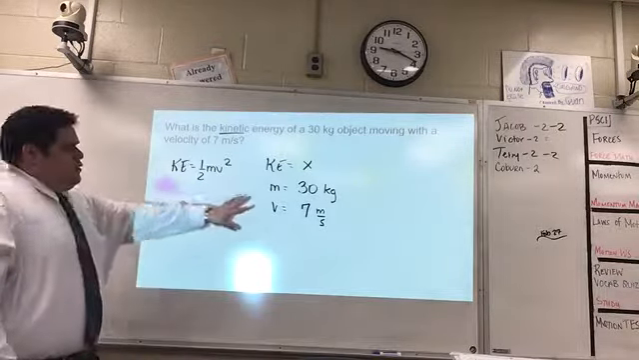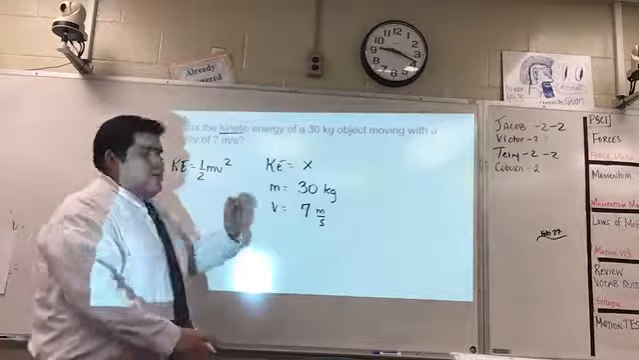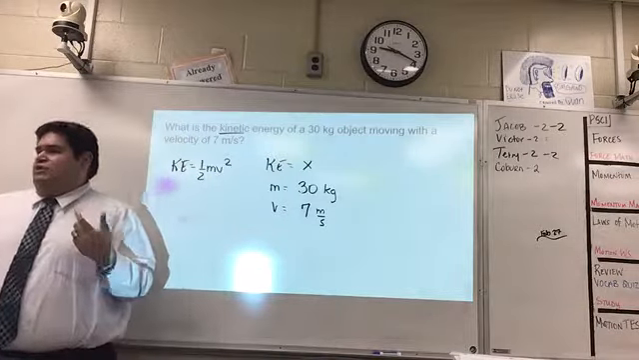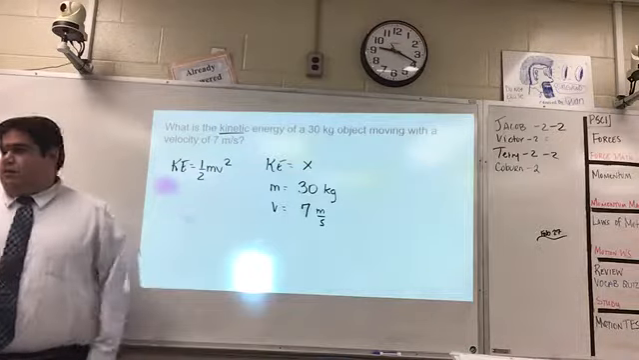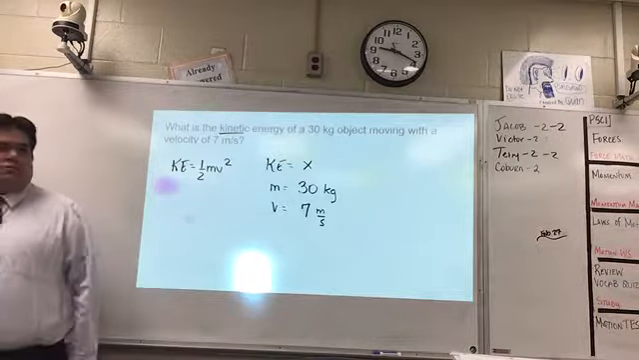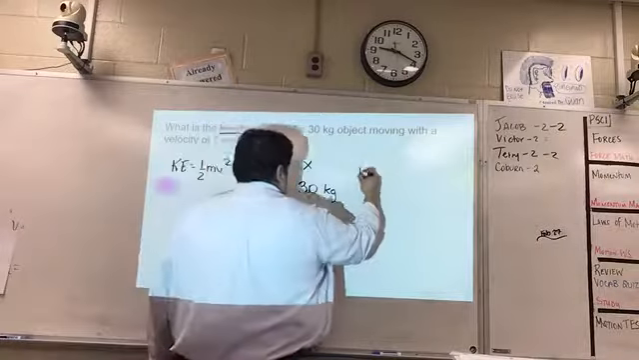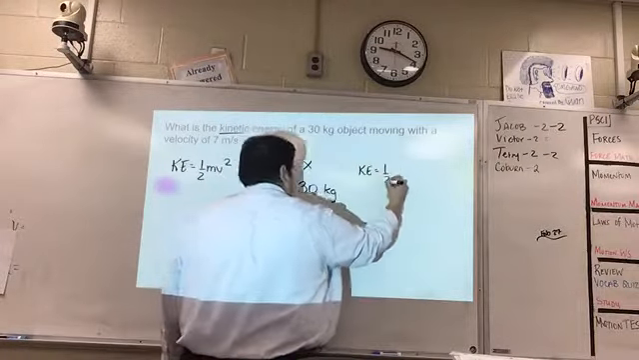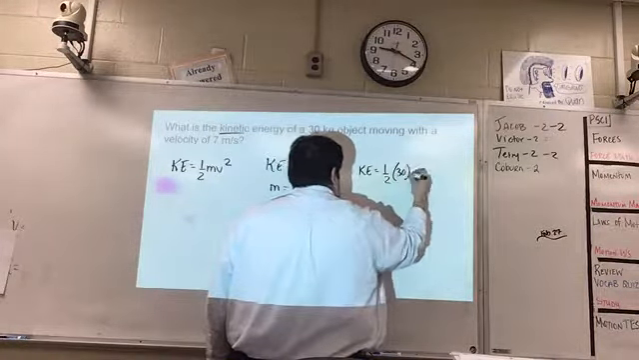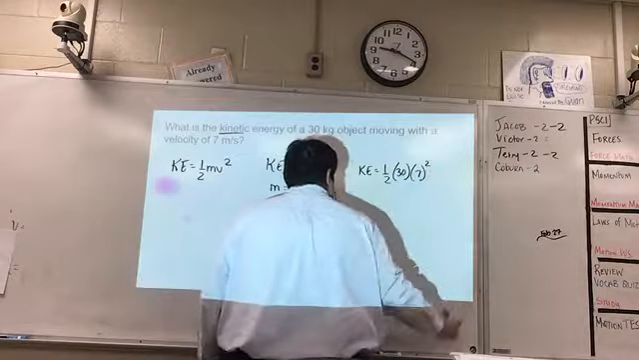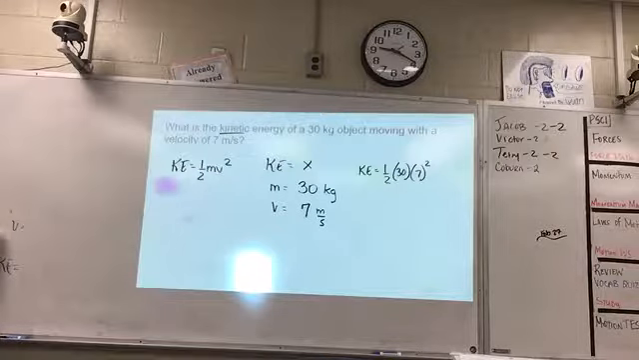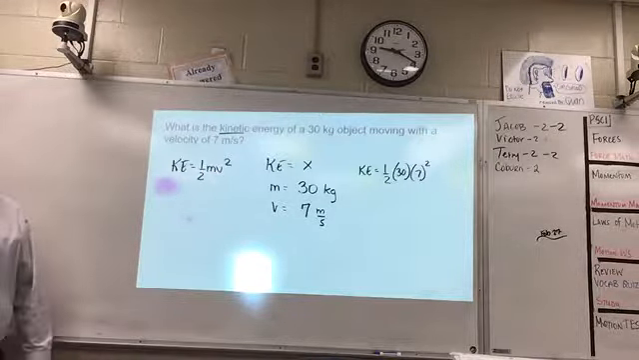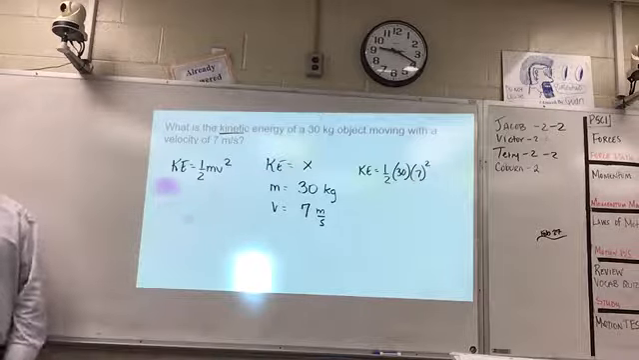So now you've got to do your setup. For those of you who've been getting by just on, "I'm just going to take them numbers and multiply, or I'm just going to take them numbers and divide," well, this formula is going to destroy your world. Because what are we doing here? KE equals 1/2 MV squared. That's what you're doing now. So if you get 210, you did it wrong. If you get 4.2, you did it wrong.